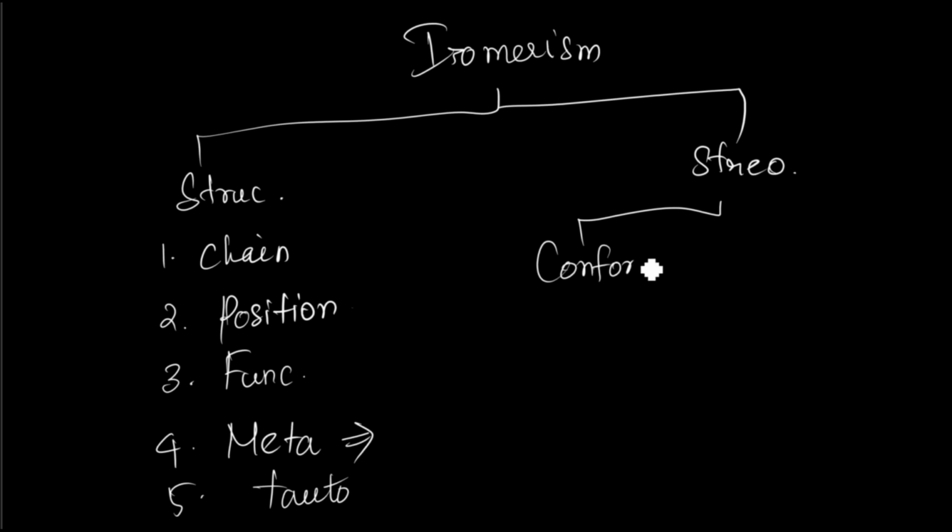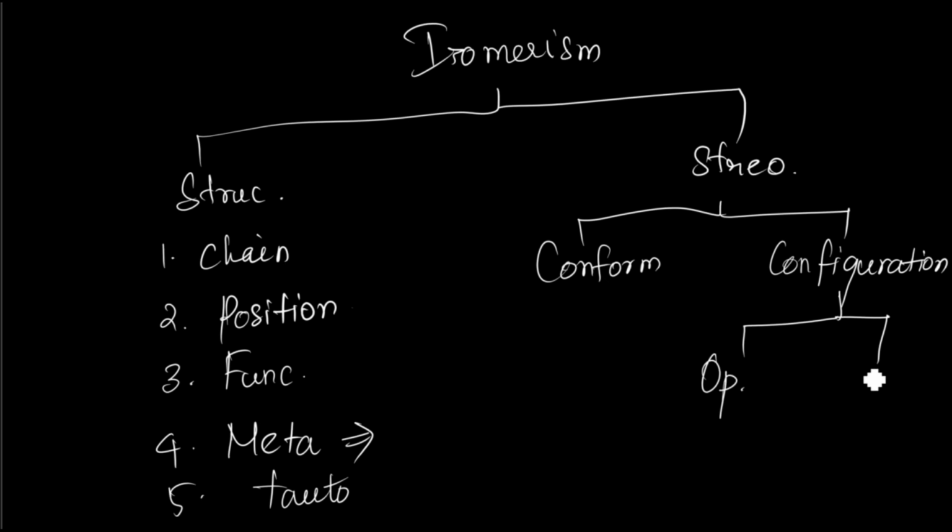Here we have conformational and configurational. So what is this? Most of the students will get confused in this case. Conformational and configurational. In configurational only, we have optical isomerism and geometrical isomerism. So they may confuse it as well. Let's see more about this stereo part. First, stereoisomerism means the spatial arrangement differs, isn't it?